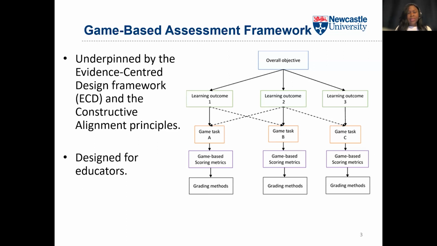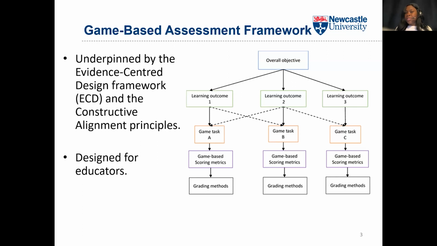It's underpinned by the evidence-centered design framework, which is popular for game-based assessment, large-scale game-based assessment and stealth assessment, and the constructive alignment principles, which is commonly used in university settings or higher education. It's made up of 5 components: the overall objective, the learning outcome, game tasks, scoring metrics, and grading method.